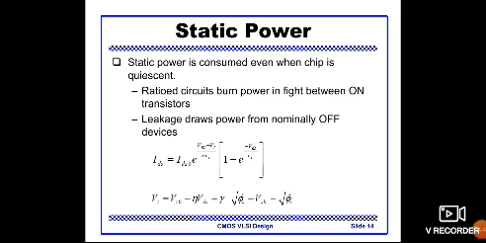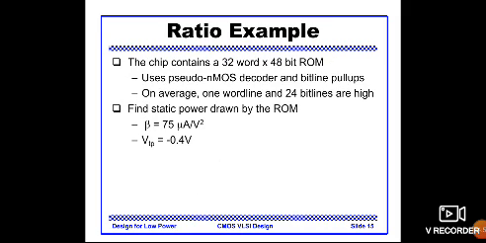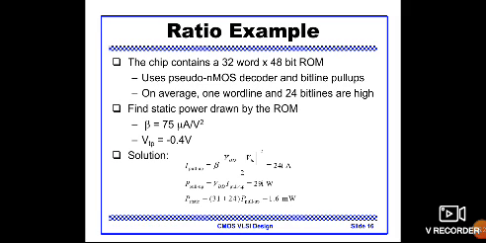Static power. Static power is consumed even when the chip is quiescent. Ratioed circuits burn power in the fight between the on transistors. Leakage draws power from nominally off devices. Here is a ratio example: a chip contains a 32 word by 48 bit ROM, using a pseudo-NMOS decoder and bitline pull-ups. On average, one word line and 24 bit lines are high. Find the static power drawn by the ROM. We find the static power here, and we get P static equals 1.6 milliwatts.